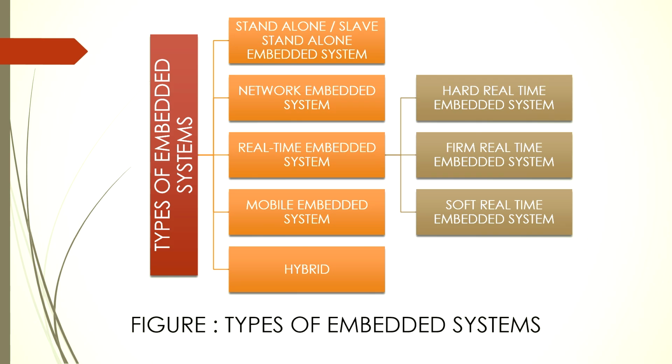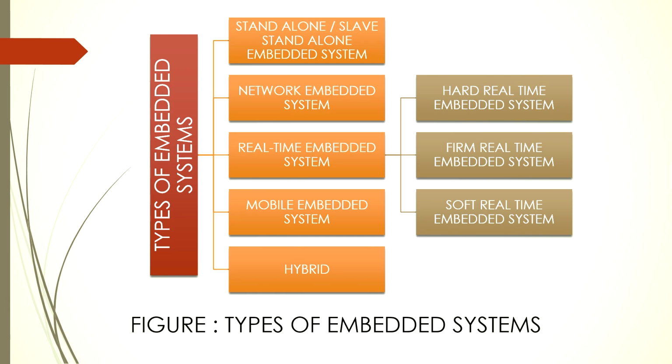Coming to the types of embedded systems. We have mainly 5 types of embedded systems. Standalone or slave standalone embedded system. Standalone embedded system is also known as independent embedded system. Then we have network embedded system. Then we have real-time embedded system. Then mobile embedded system and hybrid embedded system.